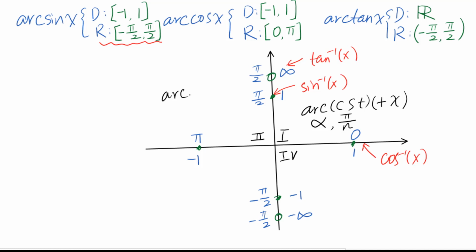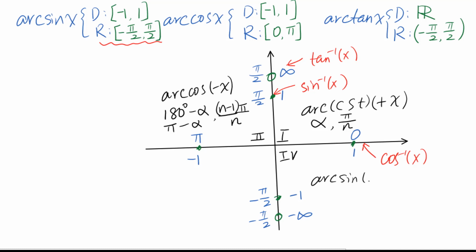The second quadrant will be arc cosine of -x. The pattern for the second quadrant angle is 180 degrees minus alpha, or pi minus alpha. For special angles, the pattern will be (n minus 1) pi/n. For the fourth quadrant, it's arc sine of -x or arc tangent of -x. The angle in the fourth quadrant will be negative alpha, or negative pi/n for special angles.